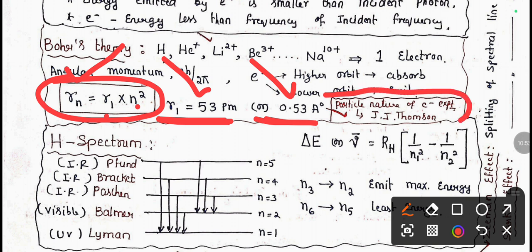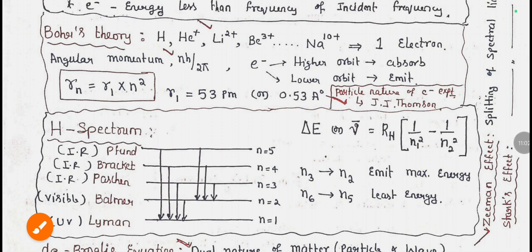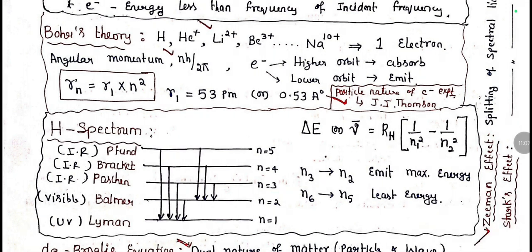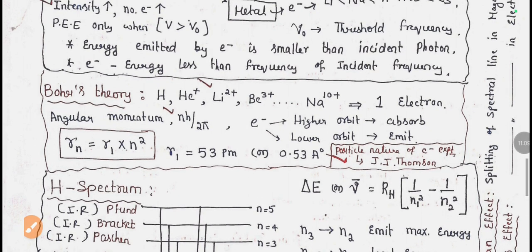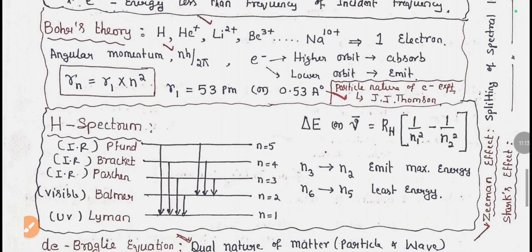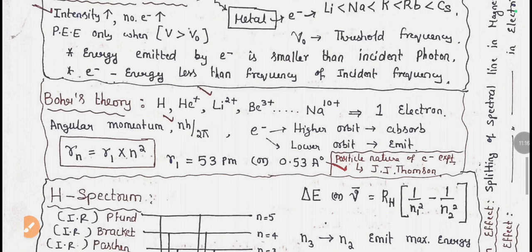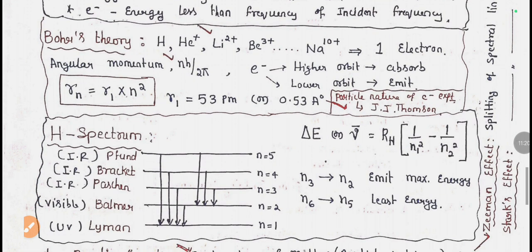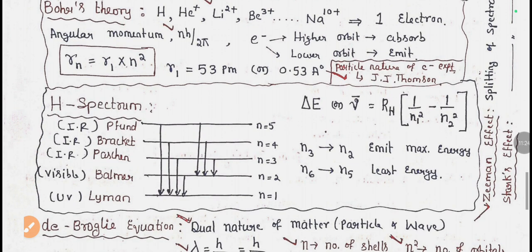And the particle nature of electron was experimentally determined by J.J. Thomson. And remember, here I have mentioned the definitions of Zeeman effect and Stark effect. Zeeman effect is the splitting of spectral lines in the presence of a magnetic field, and Stark effect is the splitting of spectral lines in the presence of an electric field. So in the presence of a magnetic field, Zeeman effect. A splitting of spectral lines in the presence of an electric field is Stark effect.